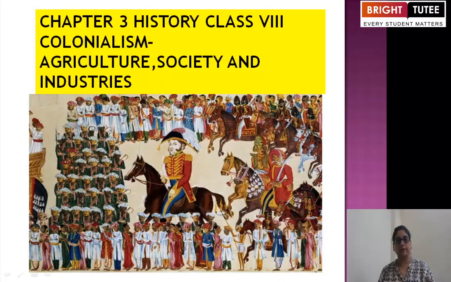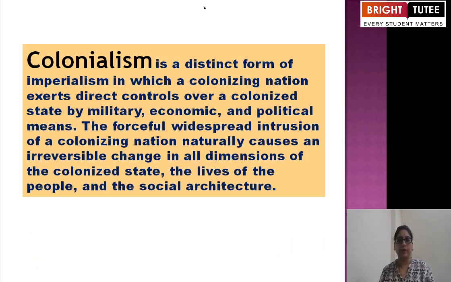Hello students, today we will start chapter number 3, History, for class 8: Colonialism, Agriculture, Society and Industries. Let me start the chapter with the definition of colonialism. Colonialism is a distinct form of imperialism, that means ruling by some other nation, in which a colonizing nation exerts direct control over a colonized state.